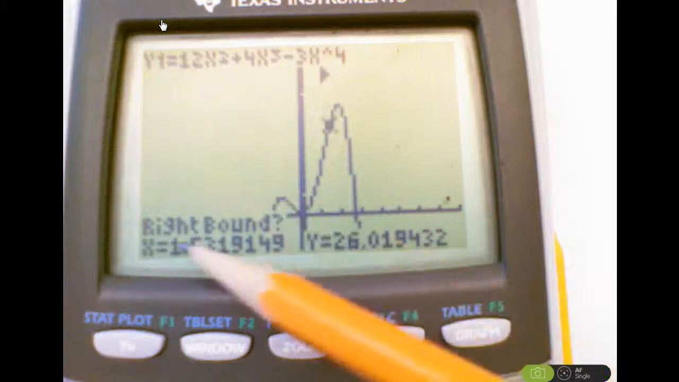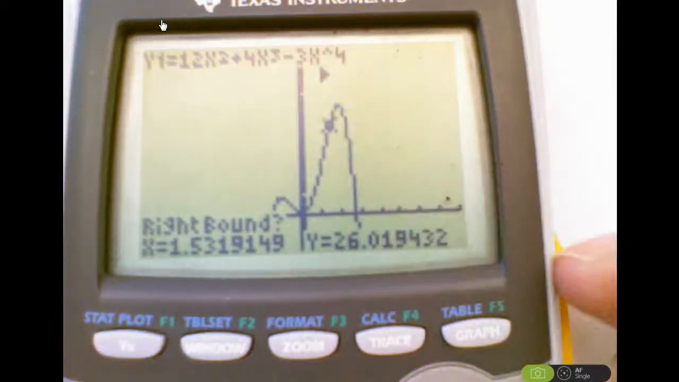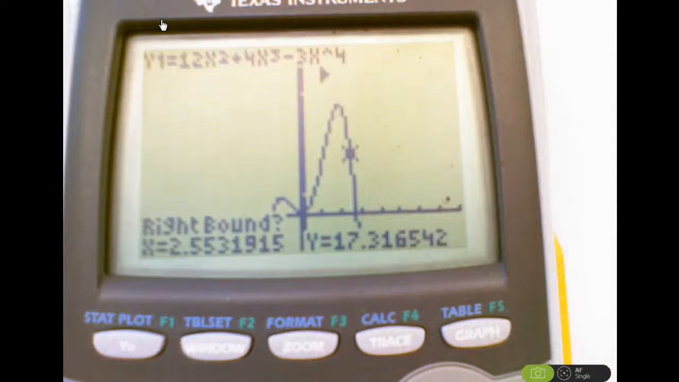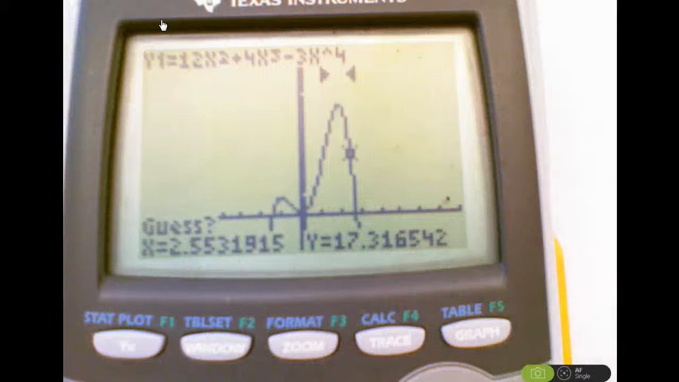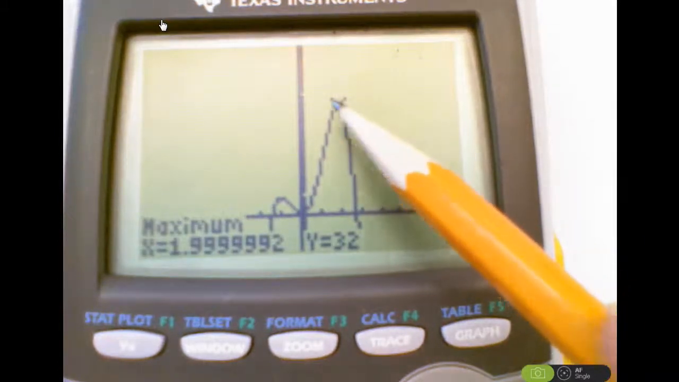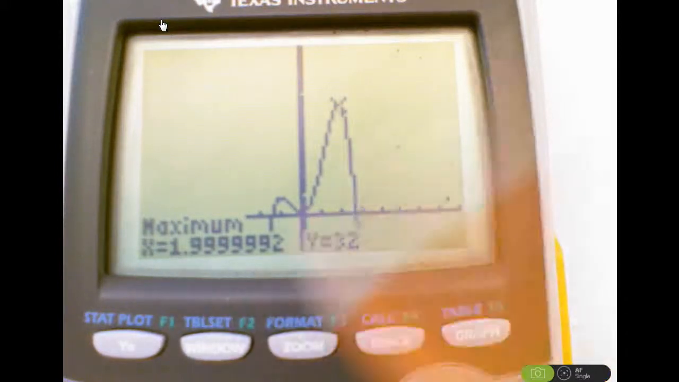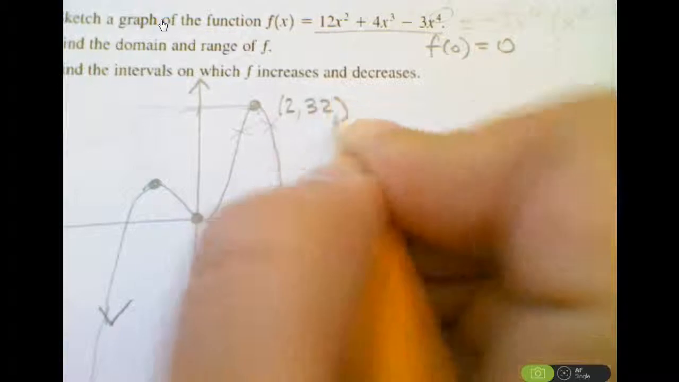Now the calculator is going to ask me for the right side of the maximum. Now, if this is the maximum, the right side is over here. So you just have to move with the arrows to the right side of the maximum. It could be here, or it could be closer. It doesn't matter. Press enter. And now the calculator is asking you for a guess. You leave it alone, just press enter again. So the calculator is giving you the coordinates of this point. Now it's giving you 1.99999. Because it's so close to 2, I'm just going to simplify to 2, 32. So I know the coordinates here are (2, 32).